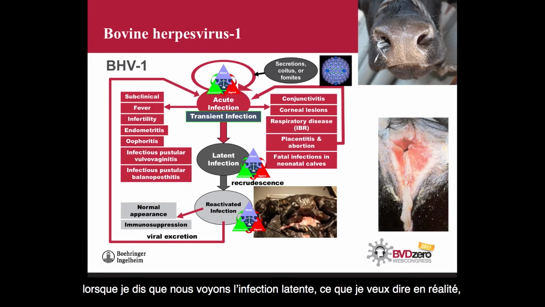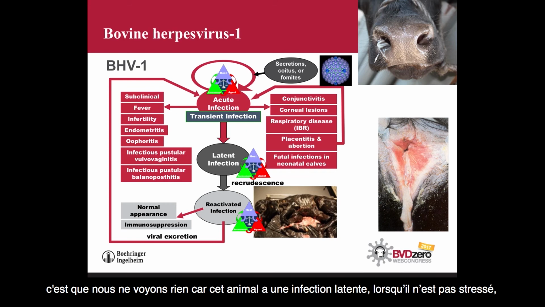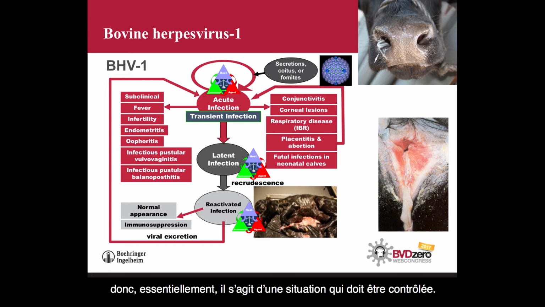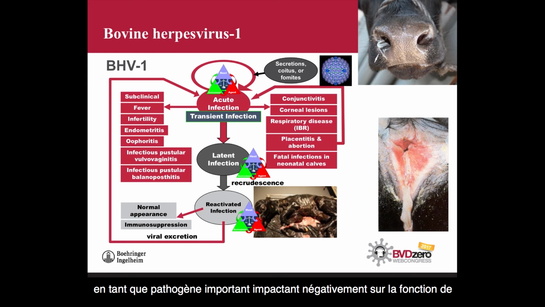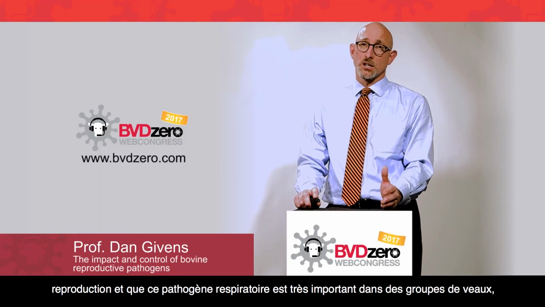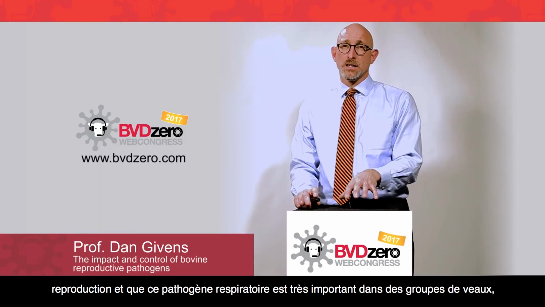So in essence, this is a situation that there needs to be control. We have seen eradication programs in Europe be very effective with this. Unfortunately, in the United States, we still deal with bovine herpes virus 1 as a significant reproductive pathogen and a very significant respiratory pathogen in groups of calves. So the focus can be to work toward eradication, which has been done in many parts of the country, in parts of the world. Unfortunately, in the United States, we're not currently there.